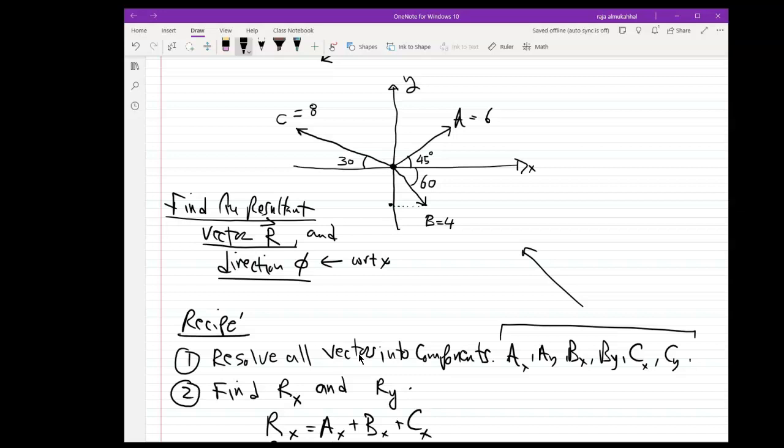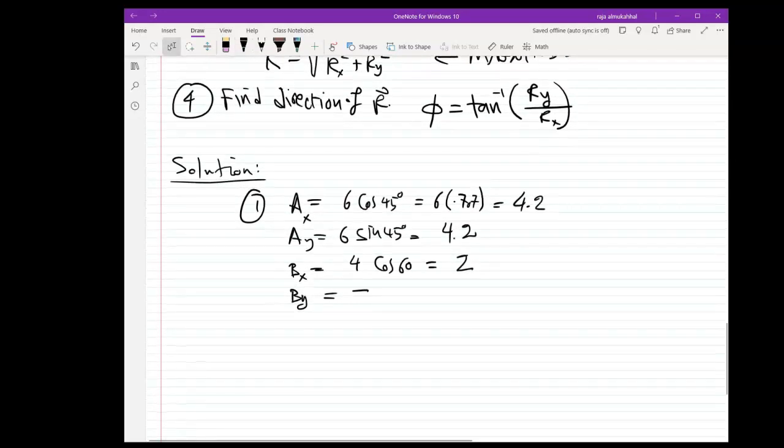So anyway, I hope you see that. B sub y is going to be minus 4 sine 60. Sine 60 is 0.866 times 4, and that's equal to 3.5 roughly. And then C sub x, what's C sub x? It's minus 8 cosine 30. Cosine 30 is 0.866 as well, 0.866 times 8. Answer, negative 7.2.